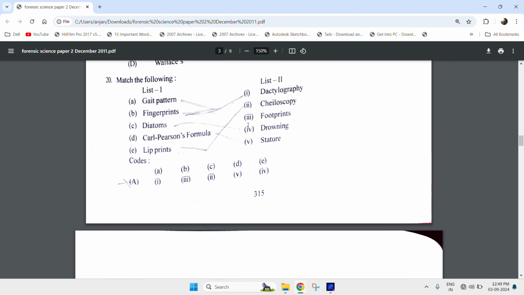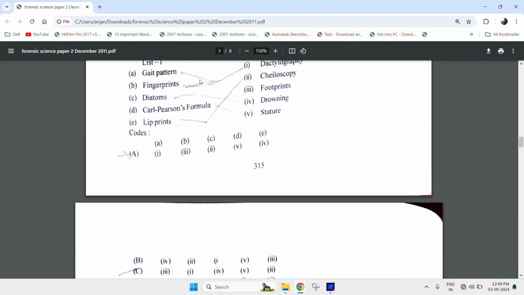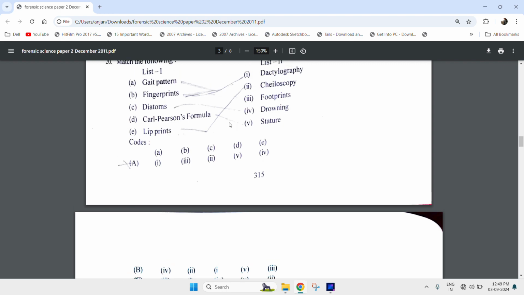Footprint, fingerprint, dactylography, diatoms, drowning, Karl Pearson formula, stature, lip print, cheiloscopy.